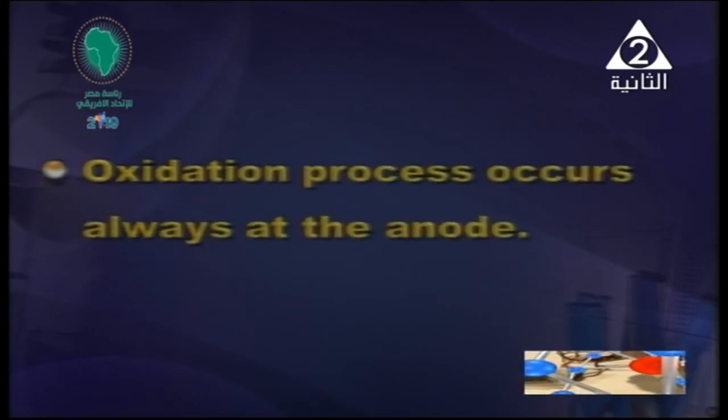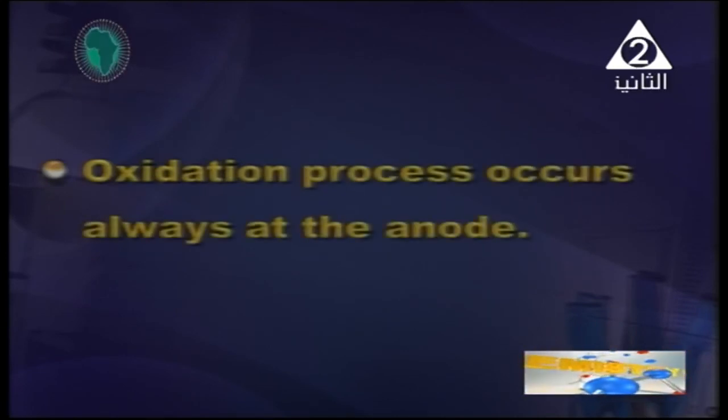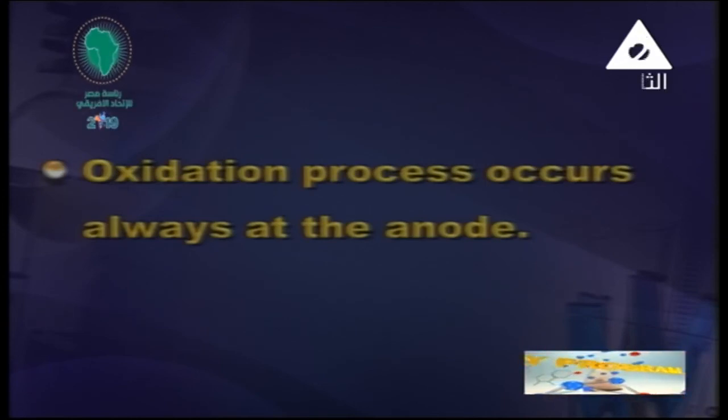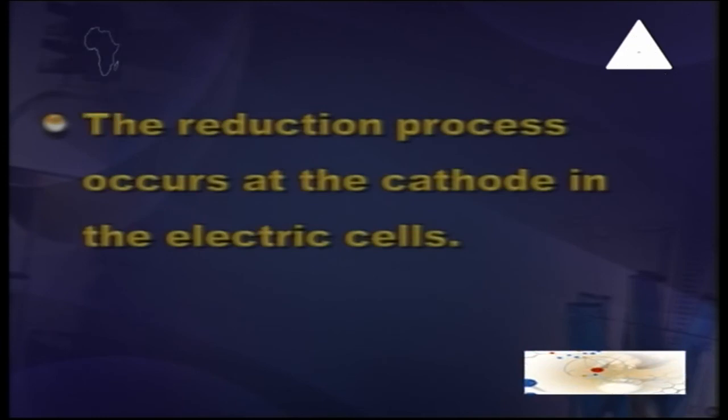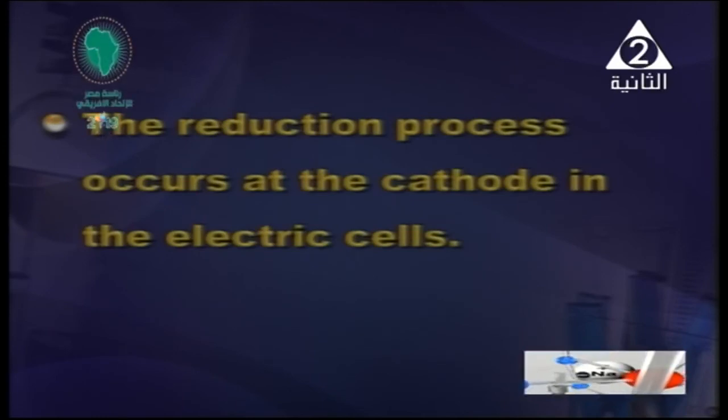Oxidation always takes place at the anode, while the reduction process occurs at the cathode, in all types of electric cells, not only galvanic cells.